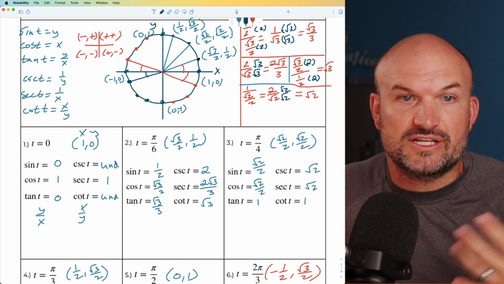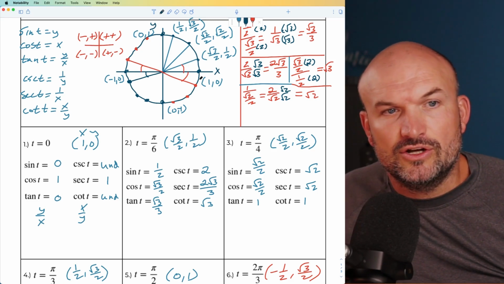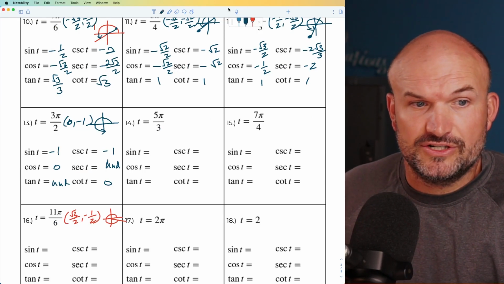A lot of times we also call these the reference angle. So if you know the reference angle, that's going to tell you what the coordinate point is, and then you just need to know the quadrant that it's in. All right, good for the sidebar. Now let's go and finish this problem.